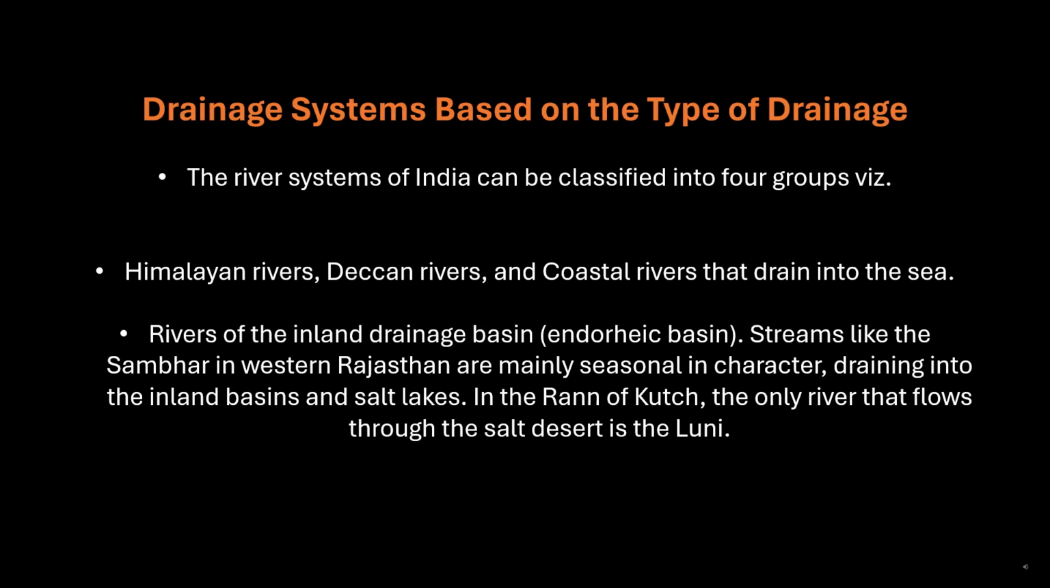Drainage systems based on the type of drainage. The river systems of India can be classified into four groups, viz. Himalayan rivers, Deccan rivers, and coastal rivers that drain into the sea. Rivers of the inland drainage basin, Indoric basin. Streams like the Sambar in western Rajasthan are mainly seasonal in character, draining into the inland basins and salt lakes. In the Rann of Kutch, the only river that flows through the salt desert is the Luni.